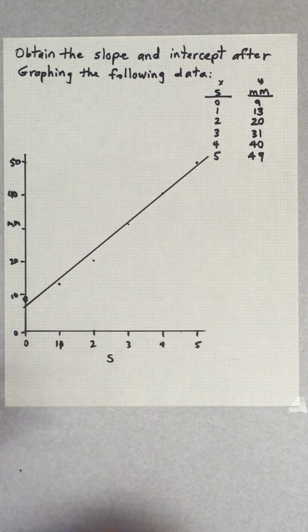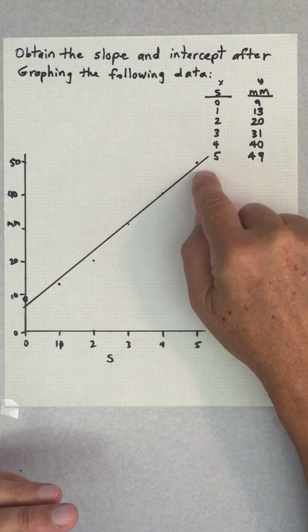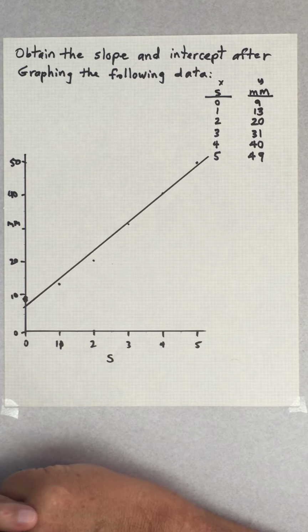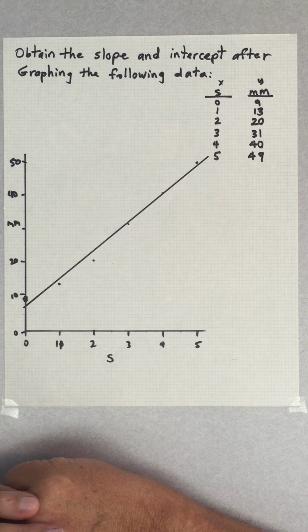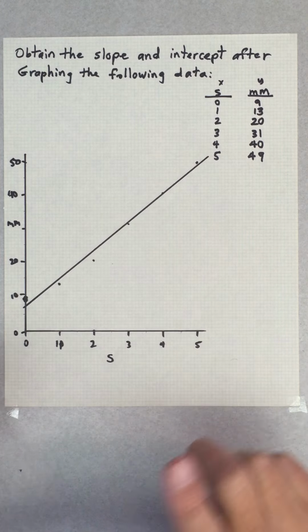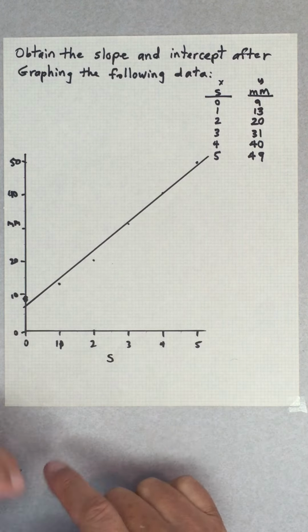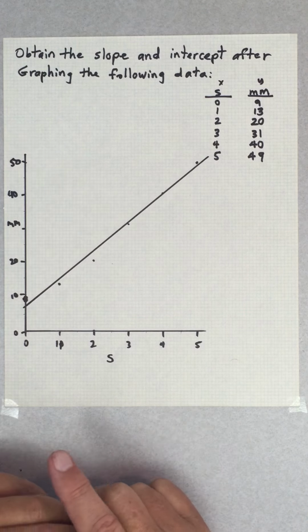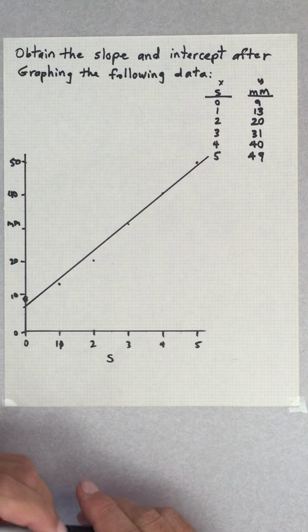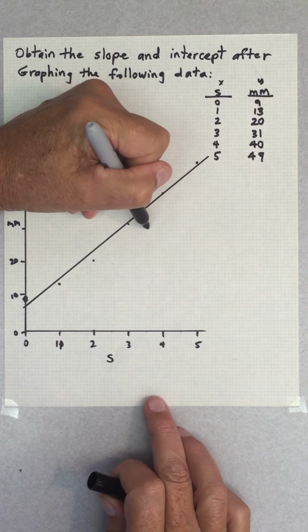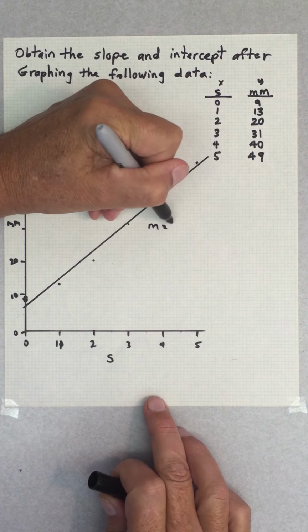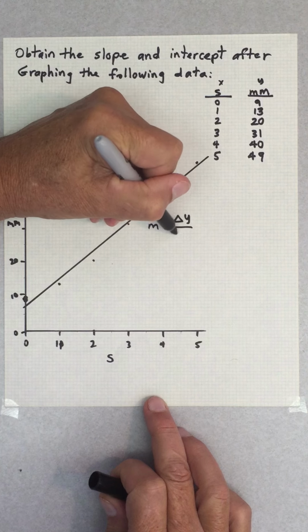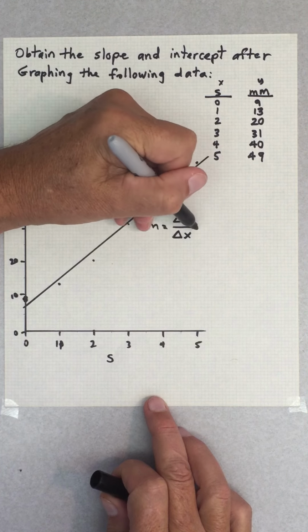So now, what information do I need to describe this line? I'm going to write the equation for the line. It's the line. It has nothing to do with the data points. I use the data points to get the line. After that, I don't use the data points ever again. So to get the slope, it is the change in y divided by the change in x.